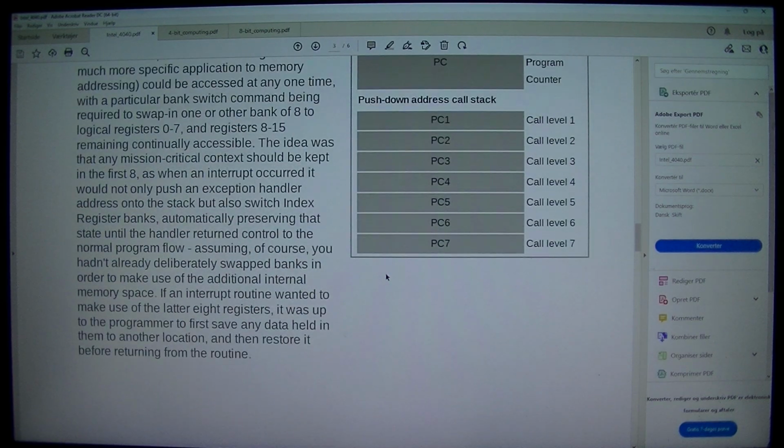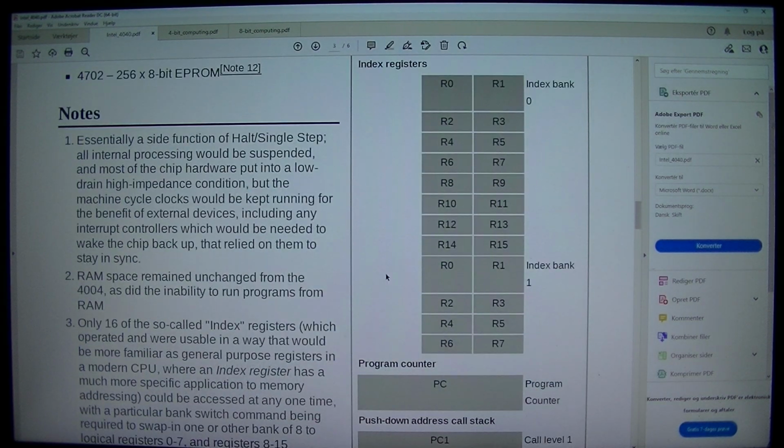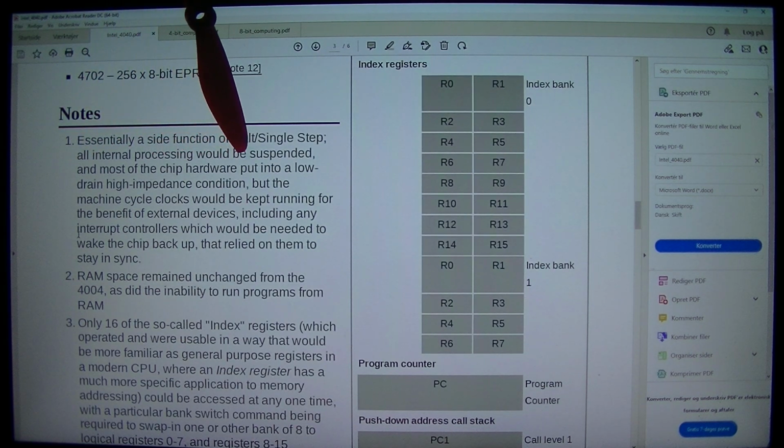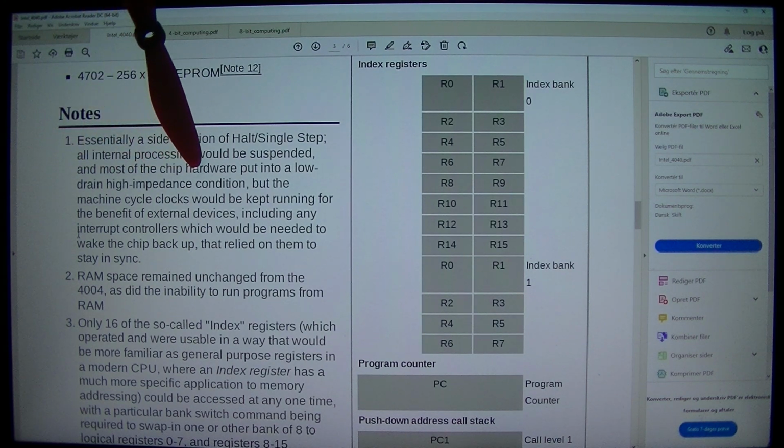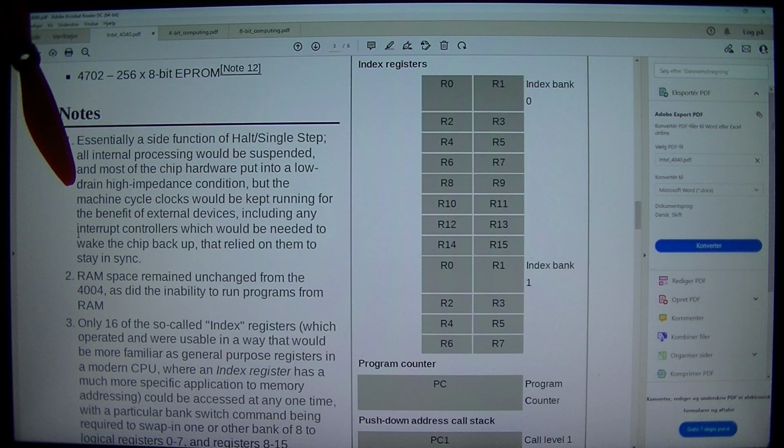4702 256x 8-bit EPROM, Note 12. Notes. 1. Essentially a side function of hold/single step. All internal processing would be suspended and most of the chip hardware put into a low-drain high-impedance condition.